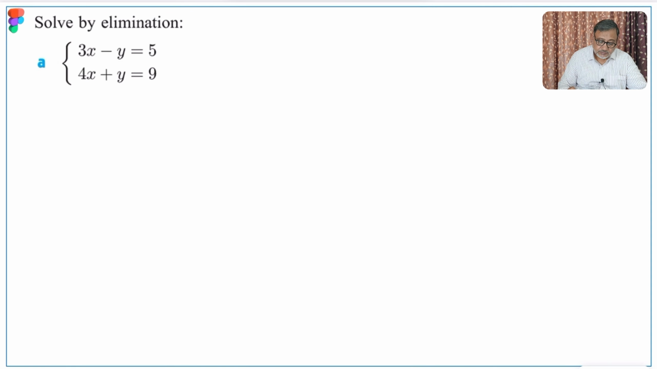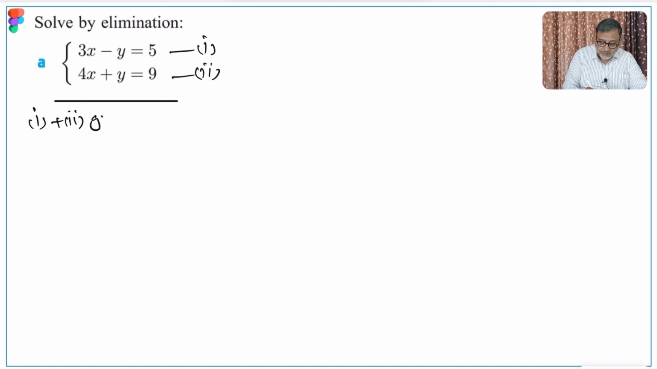Okay. Next question. Solve by elimination. Elimination means cancelling one of the variables. Okay. So when we add them, right? First equation, second equation. 1 plus 2 gives, when we add, y and y will cancel because positive y and negative y will cancel with each other. These two will get added. 4 plus 3, 7x is equal to these two also will get added, 9 and 5, 14. So x is equal to 2.